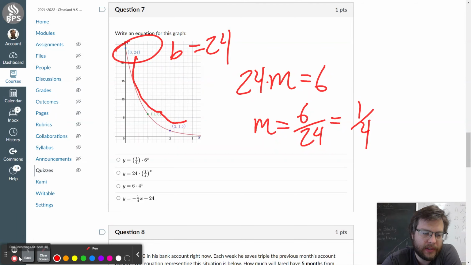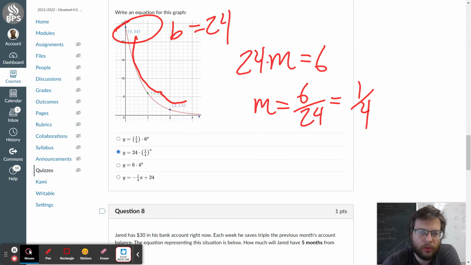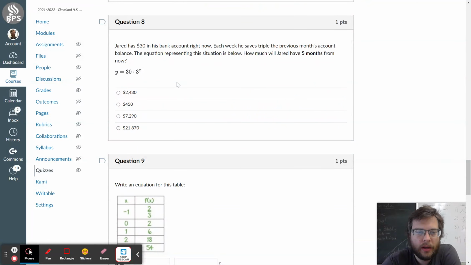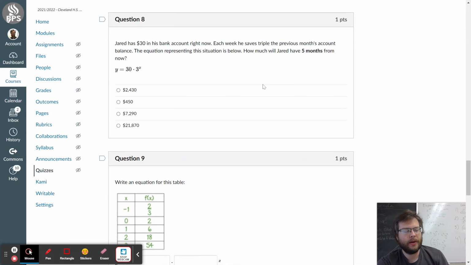So we're looking at the second answer choice, starting with 24, because that had x equals 0 next to it, and getting 1/4 as tall each time. Jared has $30 in his bank account, so that's the y-intercept. Each week he saves triple, that's pretty good. How much will Jared have 5 months from now?